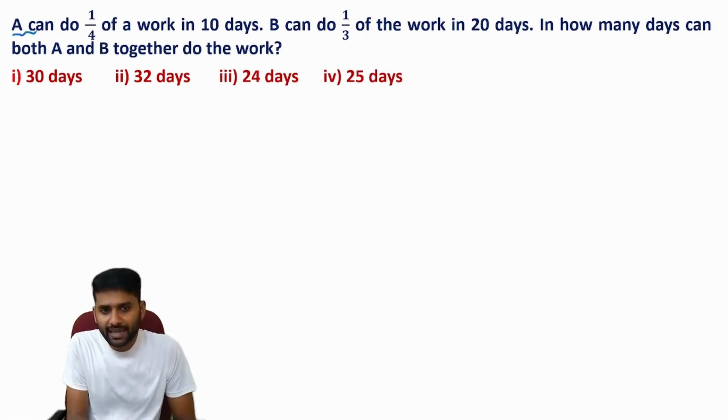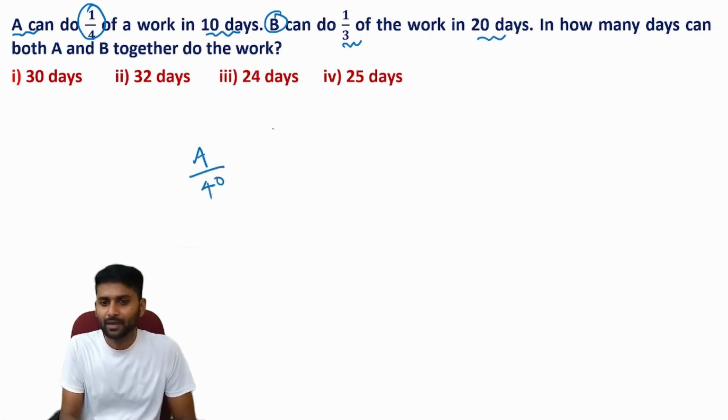Let's see this question. A can do one-fourth of the work in 10 days. B can do one-third of the work in 20 days. In how many days can A and B together do the work? Now see, A completed one-fourth of the work in 10 days, which means a full work takes 40 days. B completed one-third of the work in 20 days, which means the whole work takes exactly 60 days.